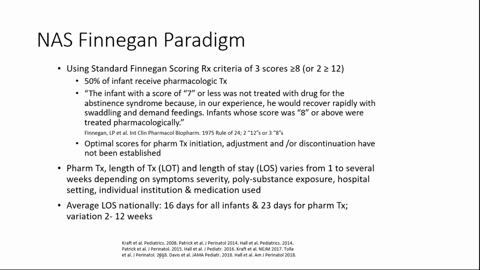So it's weighing the potential risks and benefits, and with any QI, of course, you have to look at potential risks. Having said all that, I'm going to give you some of the information that supports that this is a good thing to do. Using a standard Finnegan criteria with 3 scores greater than 8, or 2 scores greater than 12, 50% in these studies that are quoted below at the very bottom received treatment. And a score of 7 or less was not treated.